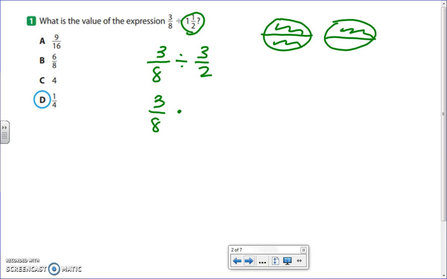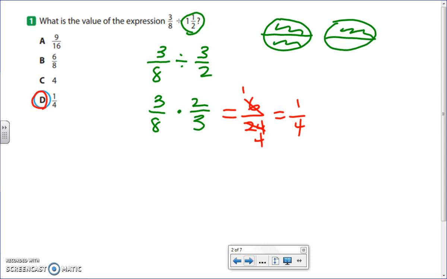2/3. And then we can multiply straight across. So I'm going to do that in red marker because that's not really how I would do it. 6 over 24. I know that 6 goes into 6 once and into 24 4 times. So I know that would be 1/4, which is choice D, which the book got.